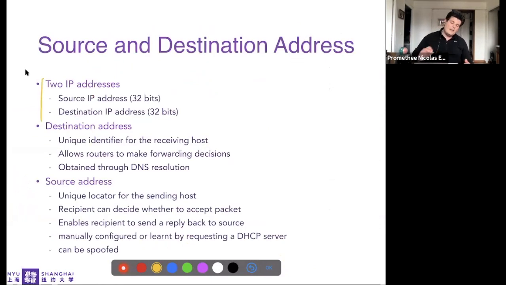Then we have the IP addresses, the source IP, 32-bit because we are in IPv4, so they are unique. Usually for the destination, we learn it through DNS, and for the source, usually it's DHCP, which lets us learn what the IP is. Next week, we're going to study HTTP.